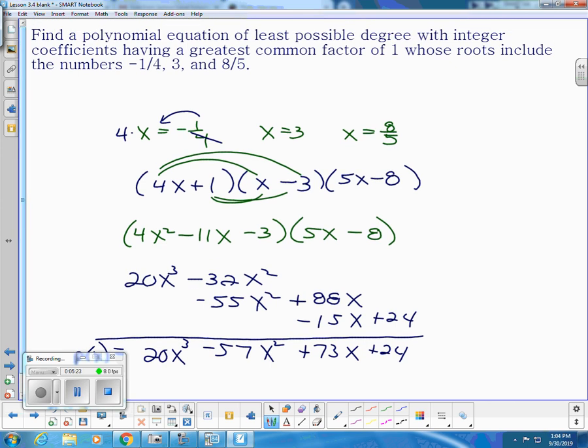Now, they did ask me for a polynomial with least degree, which means none of these guys are going to have a multiplicity. There's an infinite number of polynomials I can write with these three roots, if you include multiplicities. They also said to have integer coefficients, which is why I did not leave these guys as fractions. I could have written this guy as x minus 8 over 5. But that would cause me to have fractions in my foiling, which I don't want. Okay with that? That's our polynomial.